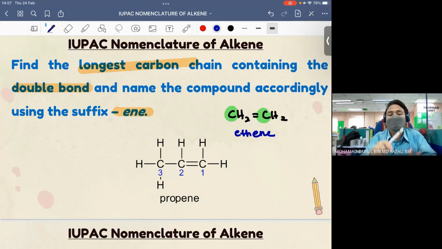So kita ada ethene, propene, butene, pentene and so on. Dia sama je. The first step is you need to find the longest continuous chain.